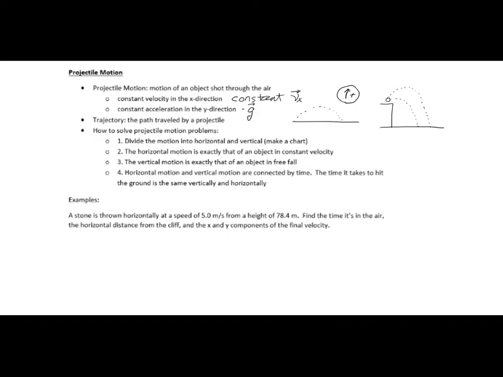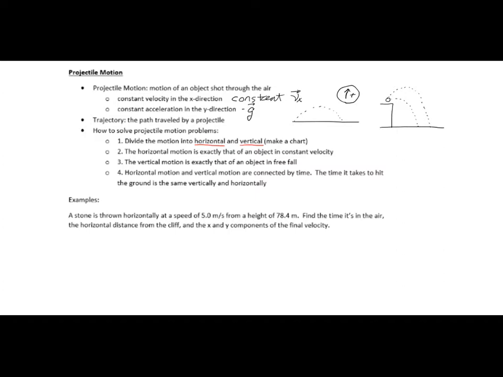All right, so here's what we do. In order to get through these problems, there's a couple things. We have to split the motion into horizontal motion and vertical motion, and that is the most important part. All right, we're going to make a little chart. I'll show you what it looks like in the example down here. The horizontal motion is the same as an object moving at constant velocity. So the side-to-side motion, side-to-side velocity never changes.